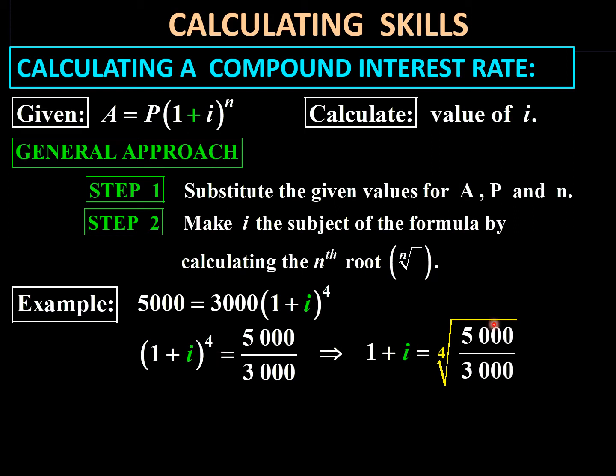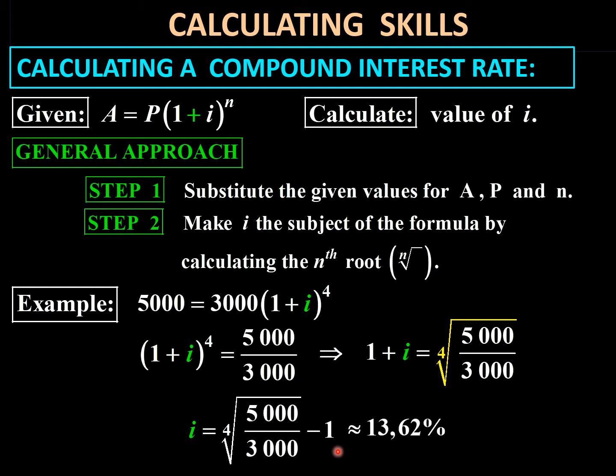Then we have to transpose the 1. Instead of adding 1, we subtract 1. And after you've done all the transposing and you have the i alone, then you should use your calculator. And remember, to work out i, we always have to multiply by 100 if you want to give the answer in percentage form. Let's do that calculation, and this is what we obtain: 13.62%. So the interest rate there is 13.62% per annum.